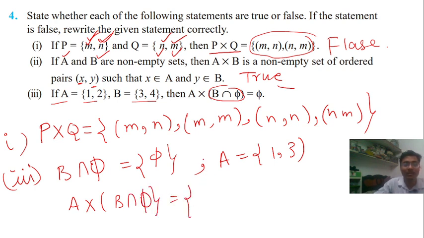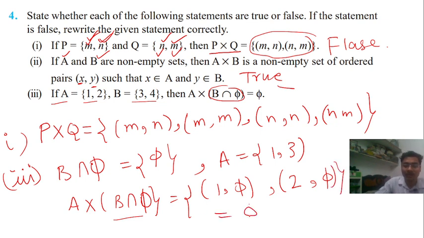Then A cross B intersection phi. First we will write the set of A here. The set of A here is 1, 3 and B intersection phi is phi. So A comma phi. Then second is B, the second set is 2 and 2 comma 5. So ultimately we get phi. So this statement is again true.